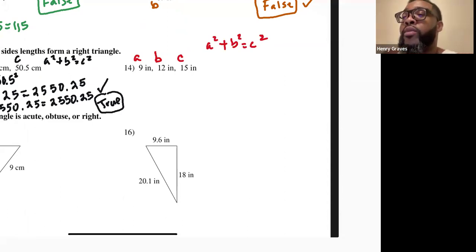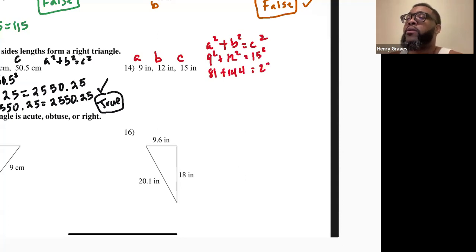Good. So 9 squared is going to be 81. I know that. 12 squared is going to be 144. And 15 squared is going to be 225. Yeah, I already know this is true. 81 plus 144 is 225. So this is going to be indeed true. I can prove this is indeed a right triangle.